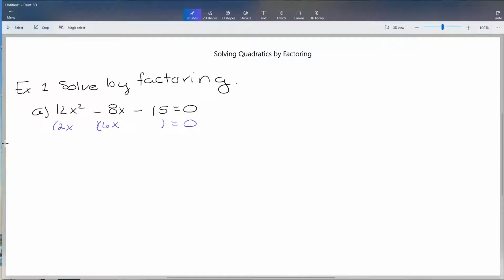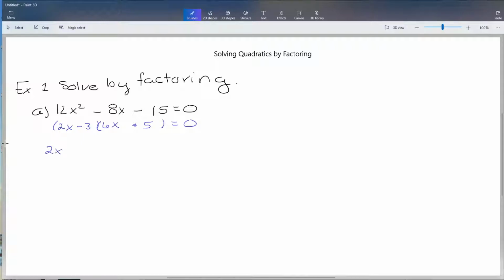So if I'm looking for things that multiply to 12x squared, I could be doing 1 and 12, 2 and 6 like I have here, or 4 and 3. Okay. Then I'm looking for numbers here and here, right? The second numbers in each term that multiply to negative 15. So like I said, I know that this is negative 3 and positive 5. Okay, so if you forgot how to factor stuff like that, go back and review factoring by guess and check. Okay, then I have my two factors.